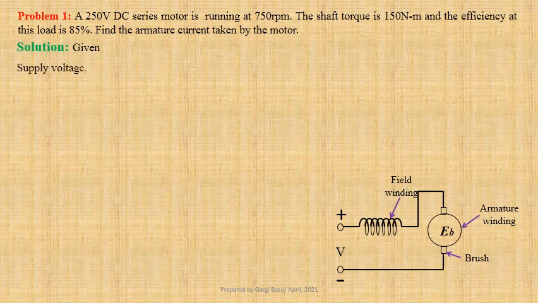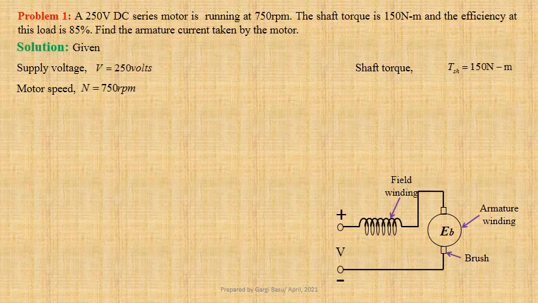Supply voltage V equals 250 volts. Motor speed N equals 750 RPM. Shaft torque TSH equals 150 Newton meter. Motor efficiency eta equals 85%, that is equal to 0.85. Let us first determine output power.